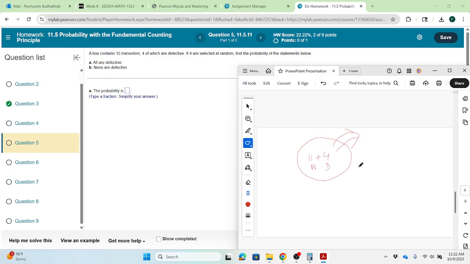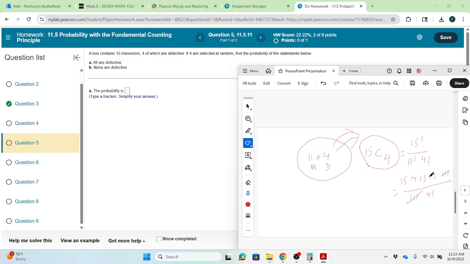So first of all, how many different ways can we choose 4 out of 15 transistors? The total number of ways can be calculated by using this formula. It's 4 selections out of 15, and that is the total number of possible cases. 15 minus 4 is 11, so it's 15 times 14 times 13 times 12 times 11 factorial divided by 11 factorial times 4 factorial. This is gone.